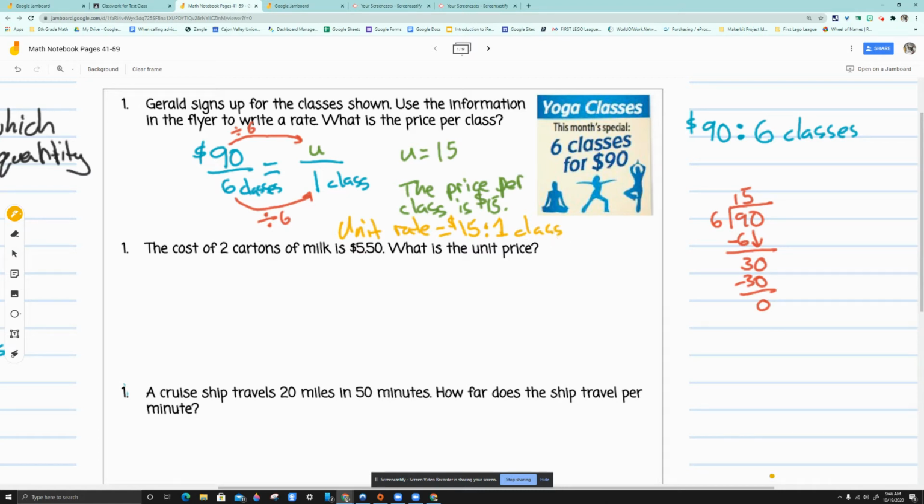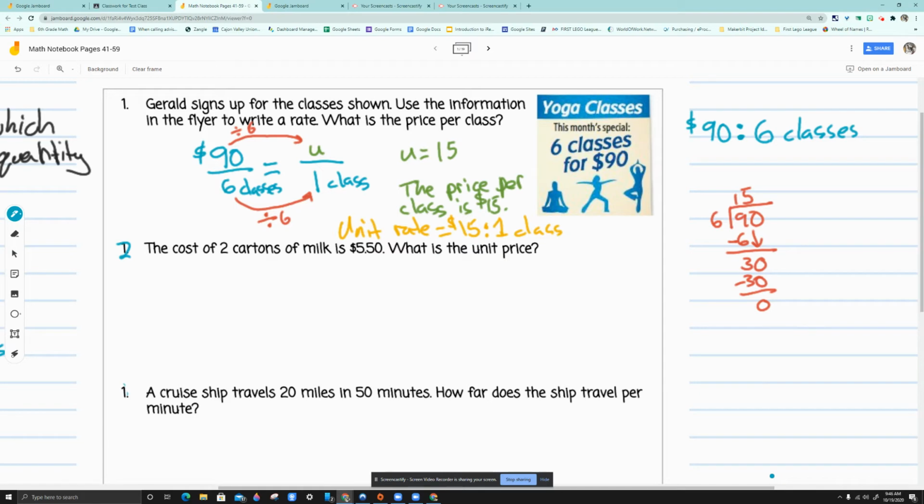Okay. Now this one worked out pretty evenly, pretty quickly the way we did it. And we didn't need to use the butterfly method, but we could have if we wanted to. So let's call this one number 1, and let's call this one number 2. And let's look at number 2. It says the cost of cartons of milk.